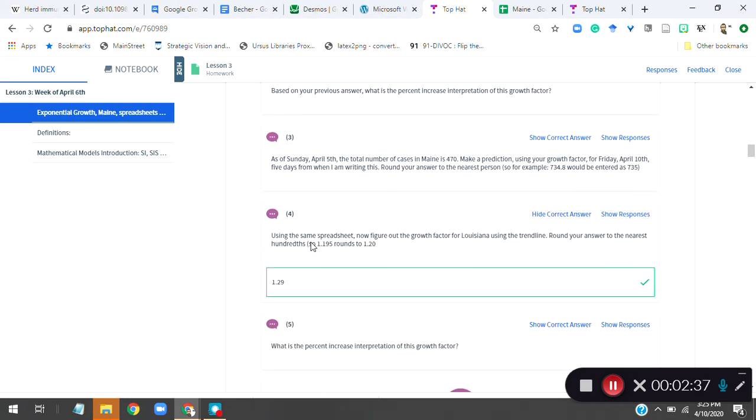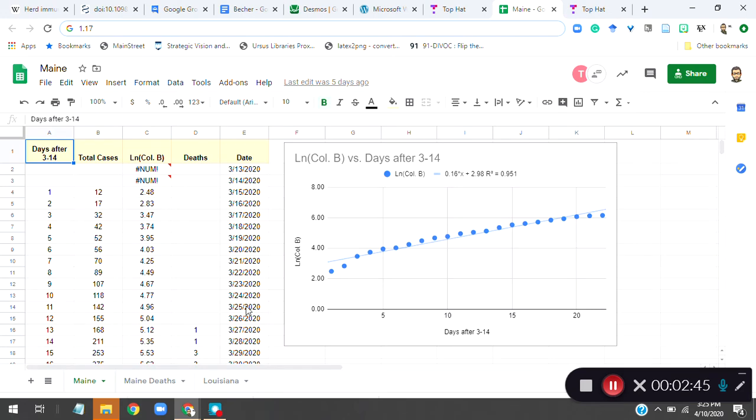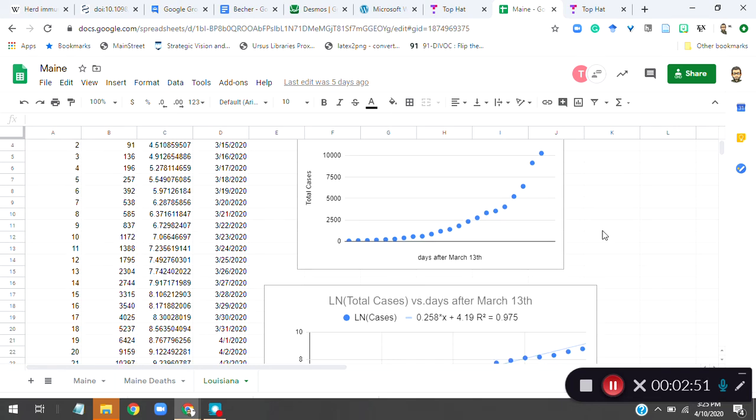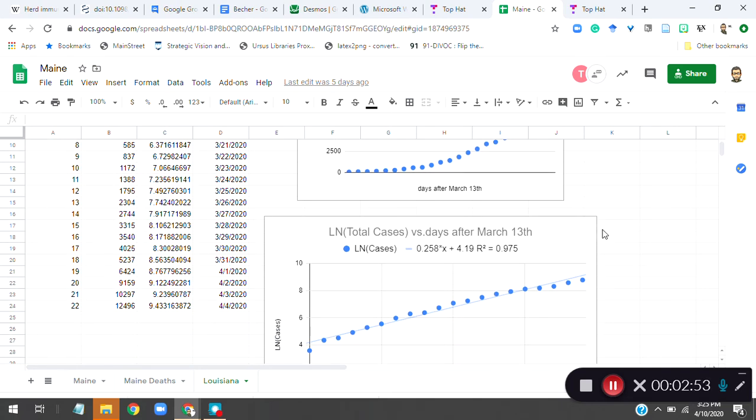Let's jump ahead to 4. And yes, I renumbered these based on some of your comments. So it's 1.29. And the way you would have figured that out is back to my spreadsheet. Under the Louisiana column, there's 2 graphs. And then one of them has a line on it. Again, we want the slope, 0.258.